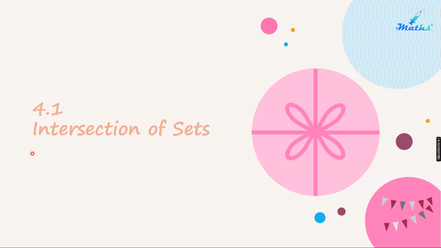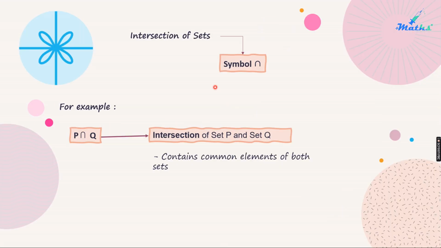First, we are going to look at the intersection of sets. Intersection of sets uses a symbol like ∩. For example, set P ∩ set Q means the intersection of set P and set Q. What is intersection? Intersection contains the common elements of both sets.